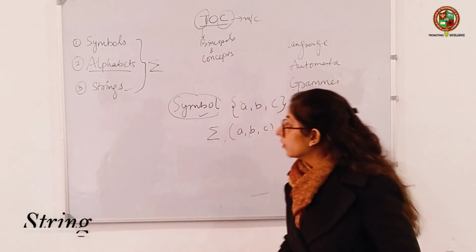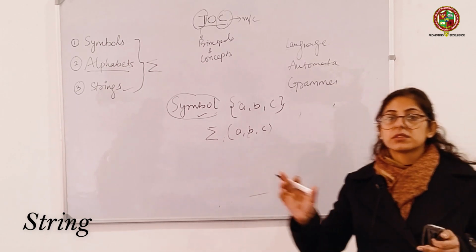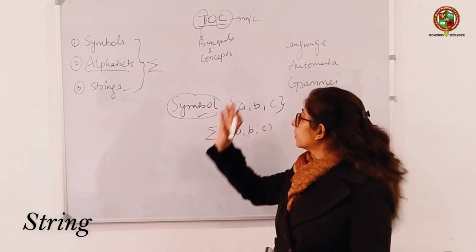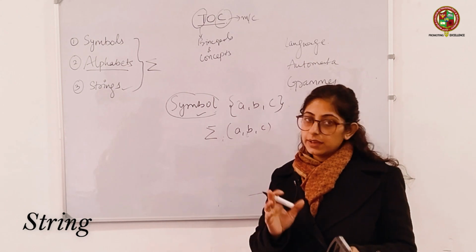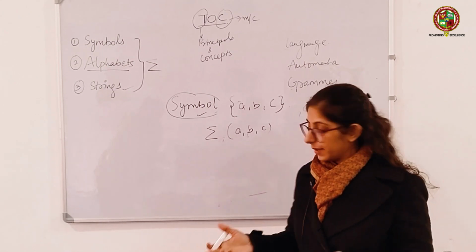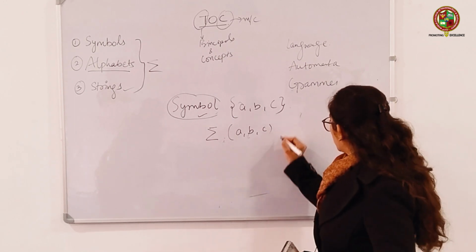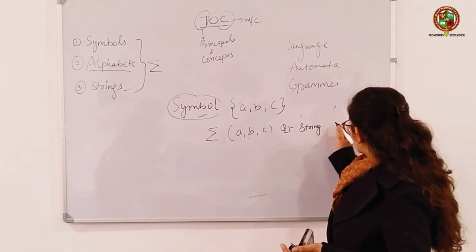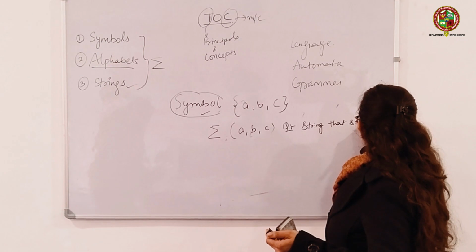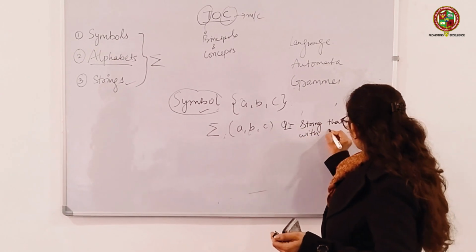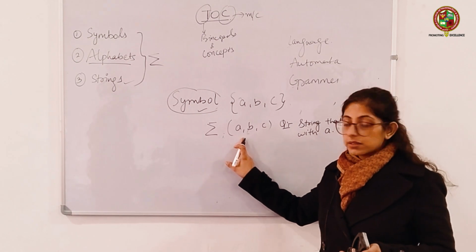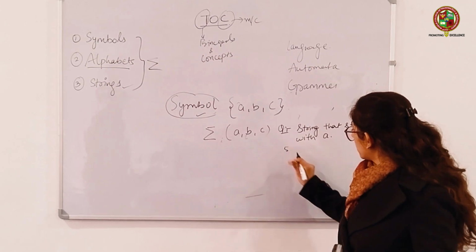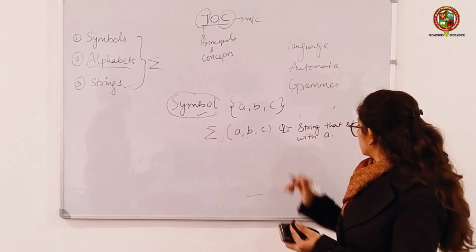Next is the string. When we combine these alphabets, we form a string. Like if we have a problem where we want to communicate to our machine, which can understand any language that starts with the alphabet a or alphabet b. We have a question: we want to make a string that starts with a. Then what are the different strings that we can form from these alphabets? Let's write it like this.